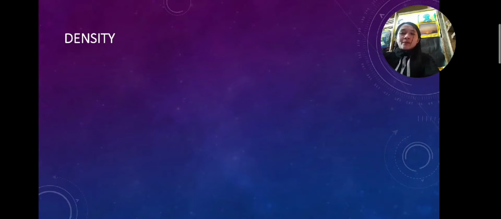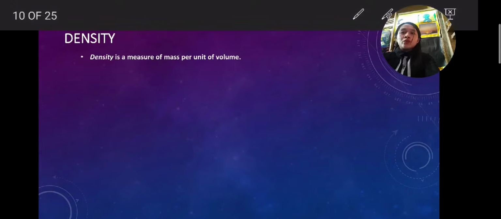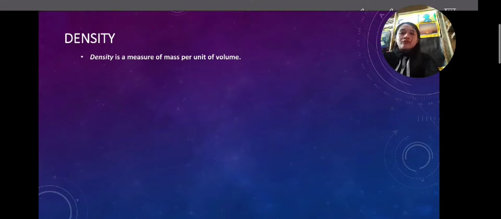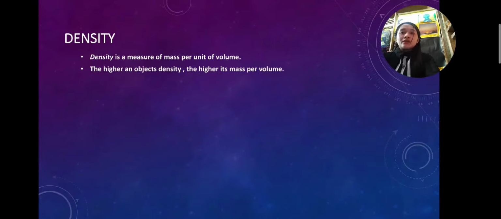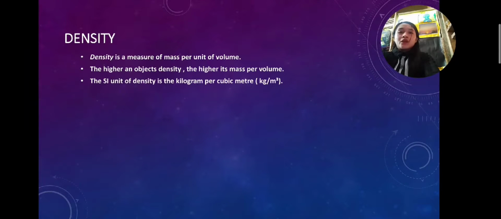So another topic in chapter 1 talks about density. Density is a measure of mass per unit of volume. So the higher an object's density, the higher its mass per volume. The SI unit of density is the kilogram per cubic meter, or kg per cubic meter.